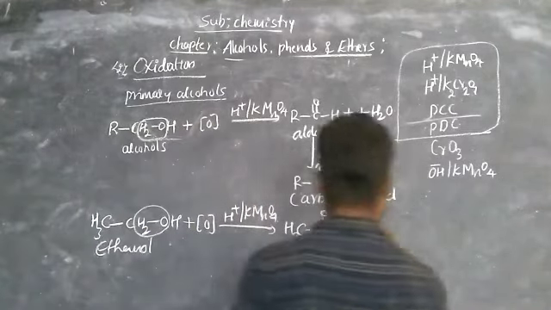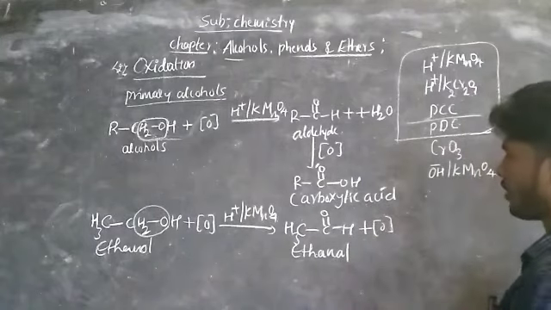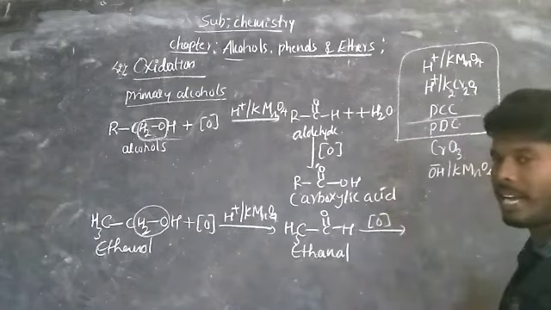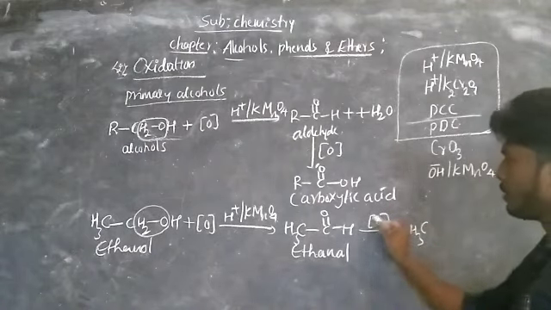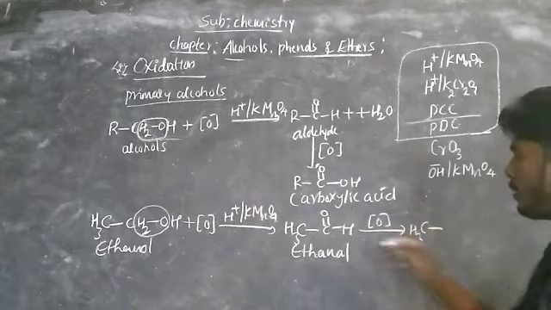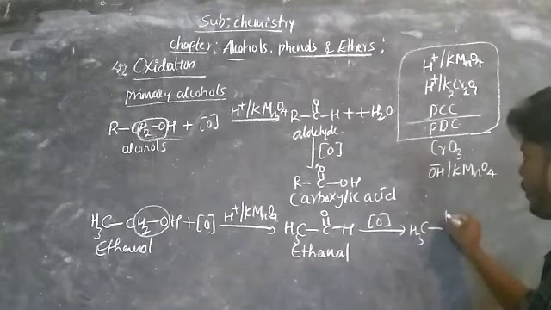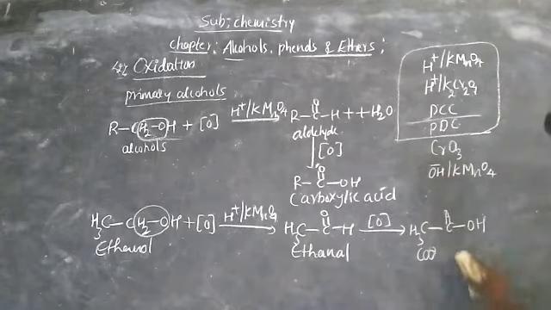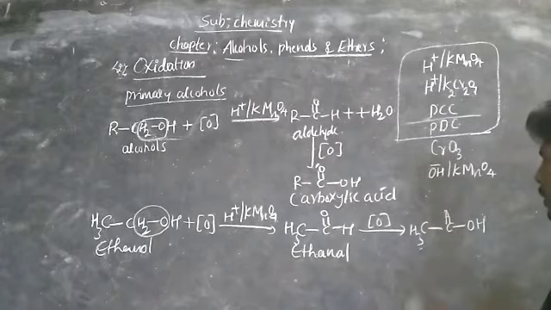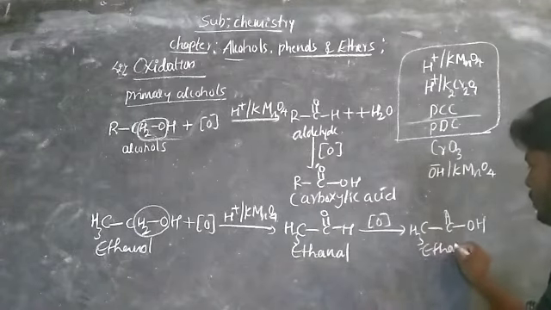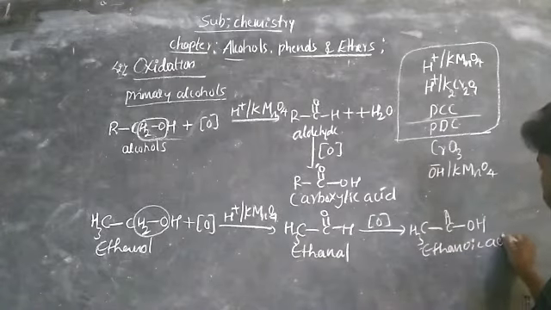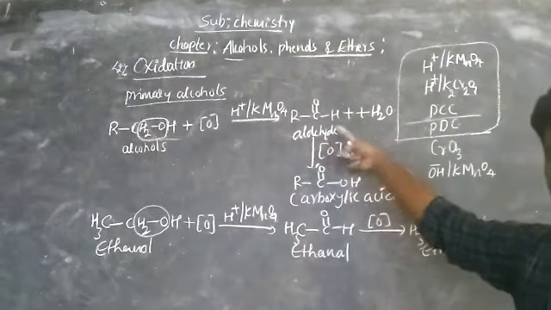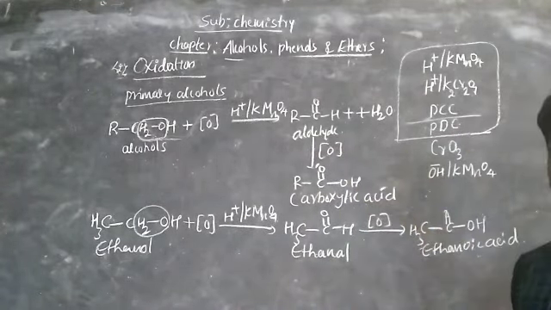The aldehyde, on further oxidizing, again oxygen is added, and you get CH3-C(=O)-OH. This oxygen is added between the carbon and hydrogen. So what you get is a carboxylic acid. This carboxylic acid is ethanoic acid. There are two carbon atoms, 1, 2, hence ethanoic acid. This is the oxidation of alcohols into aldehydes, and on further oxidizing we get a carboxylic acid.